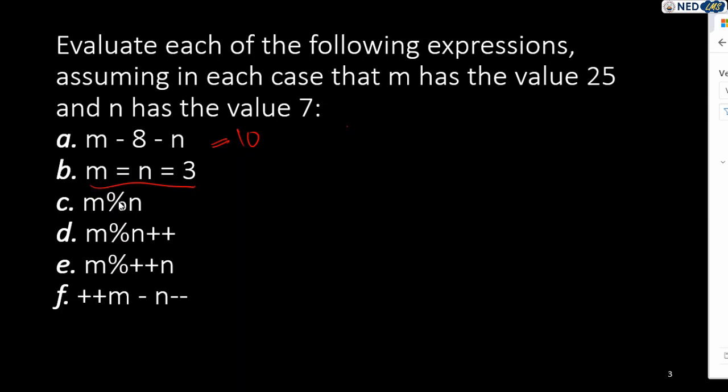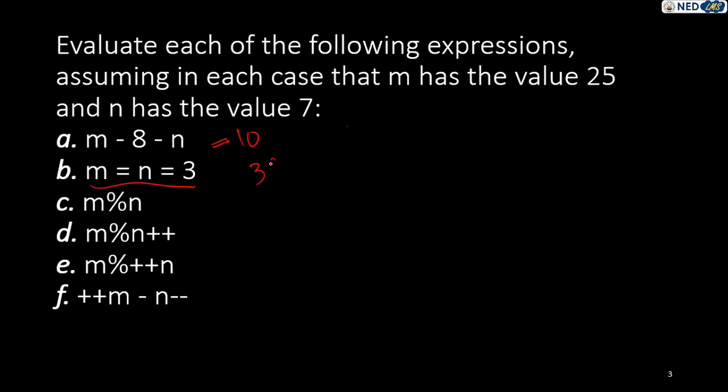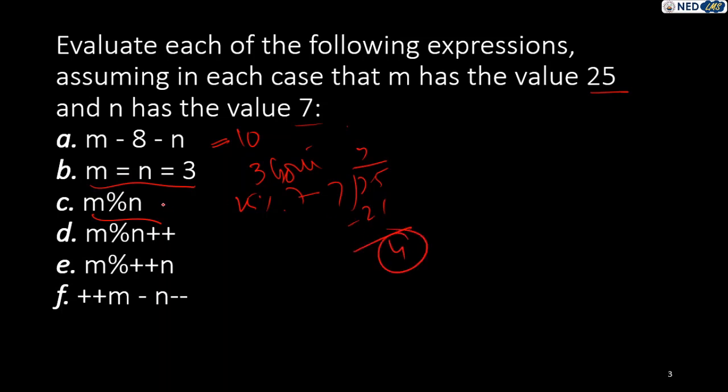m percentage n, and percentage means that we are talking about the remainder operator. Let's write 25 and 7, both integers. The percentage operator, the modulus operator: 25 percentage 7. 7 times 3 is 21, so the remainder would be 4. The answer would be 4 over here.